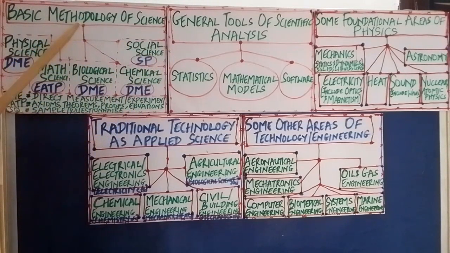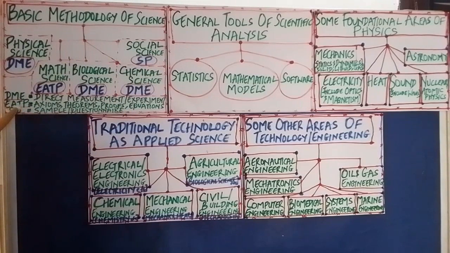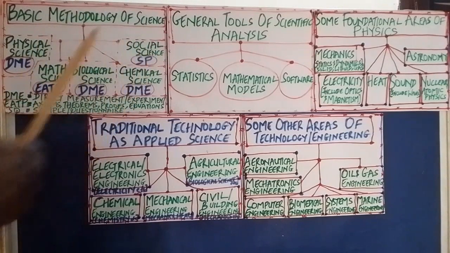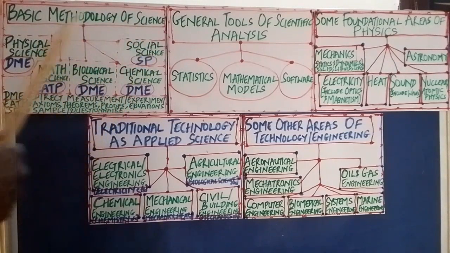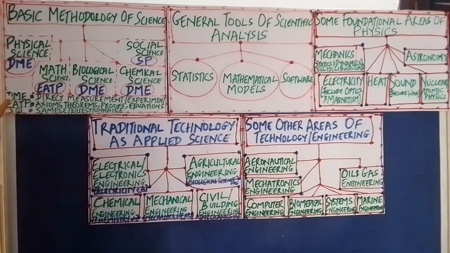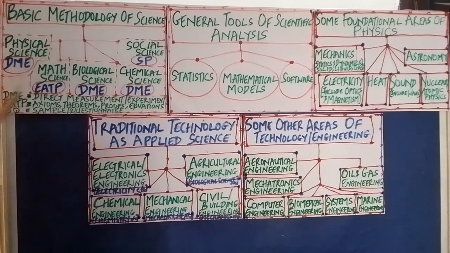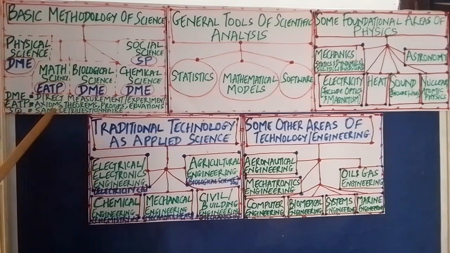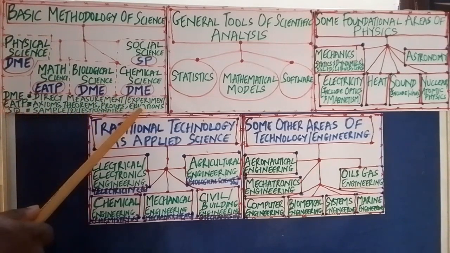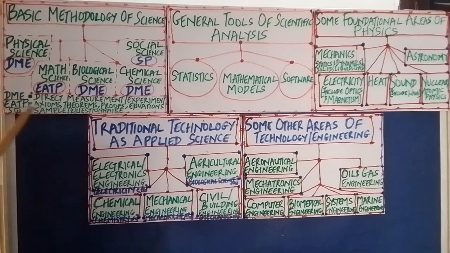So with respect to the methods and the techniques, we want to start with physical science. Here, first and foremost, we want to explain the legend that we have used so that the chart will not be clumsy. We are using DME to represent direct measurement slash experiment, EATP to mean axioms, theorems, proofs, and equations, and SQ to mean sample slash questionnaire. So I want to start with physical science.